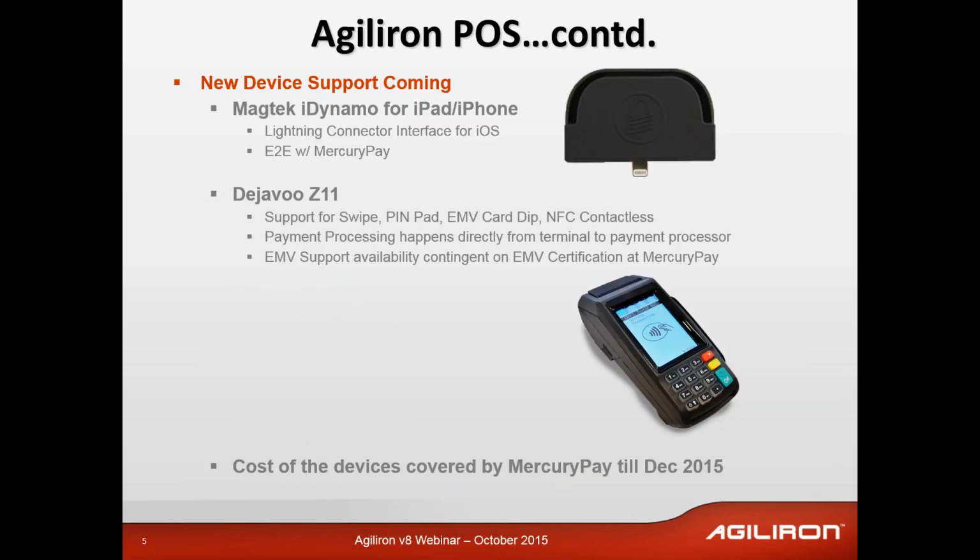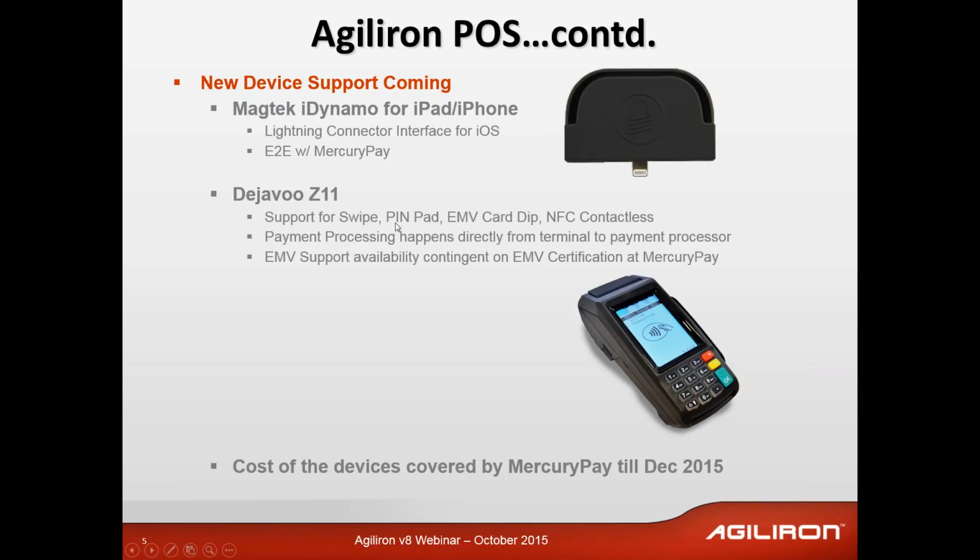So the new device support that's coming, there are a couple of devices. One for the iPad and iPhone, which is the MagTech iDynamo. This is a credit card swiper that plugs into the Lightning connector on the iOS devices. This is the power jack. And this supports end-to-end encryption, so better security. From the moment the card is swiped to the information going to the payment processor, everything is encrypted. The second one here is the Deja Vu Z11, which will be the first of the EMV devices that we support, and a picture of that is something you can see here.